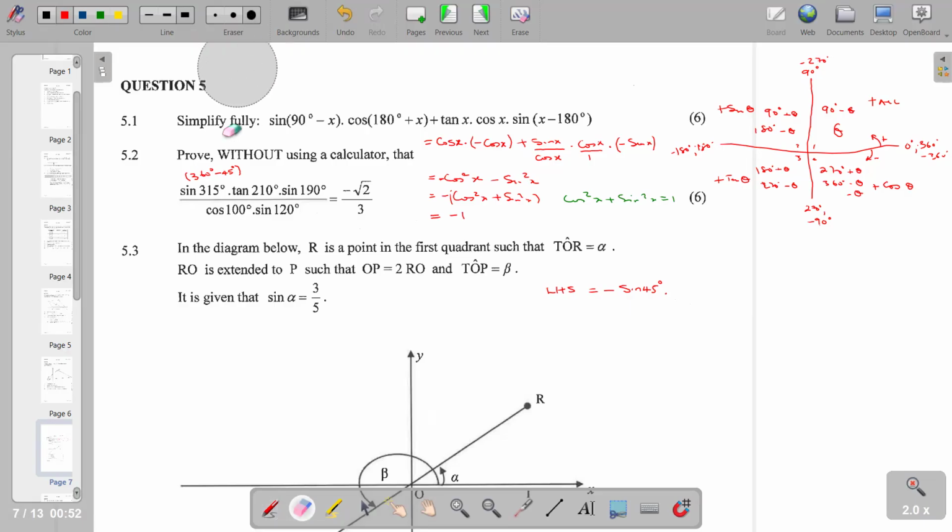210 is in which quadrant? 210 here is in the third quadrant between 180 and 270. How do you write an angle in third quadrant? 180 plus. So it means this can be written as 180 degrees plus 30 degrees for this angle. And tan in the third quadrant is positive. So this one reduces to tan 30 degrees.